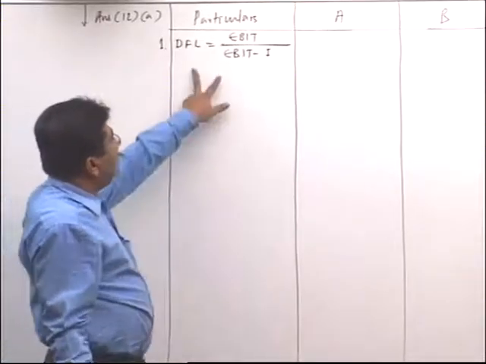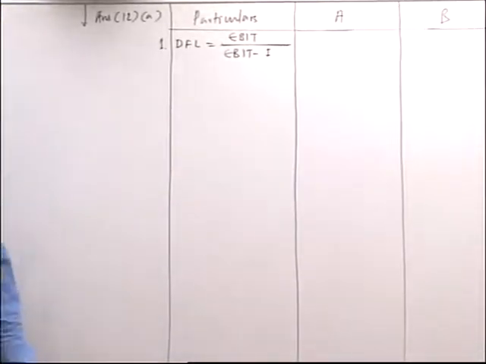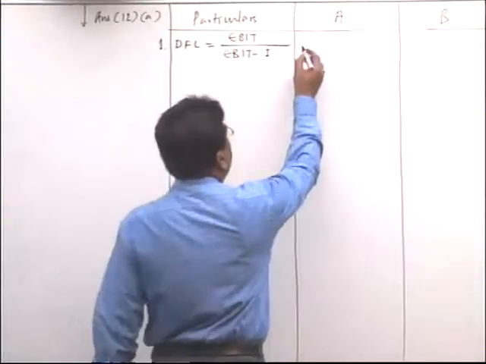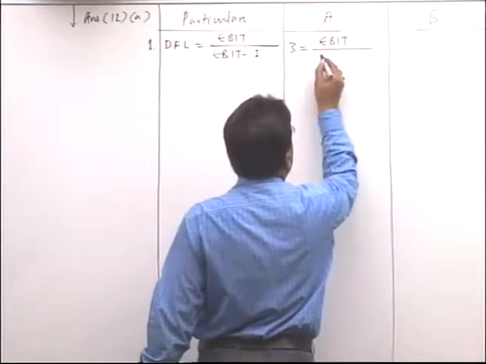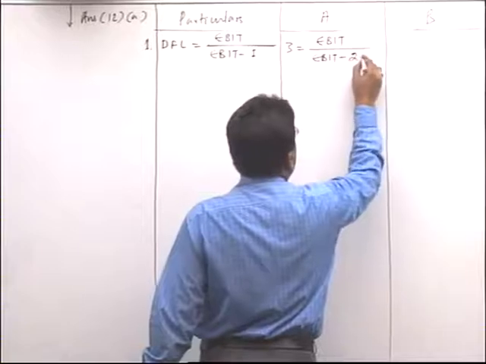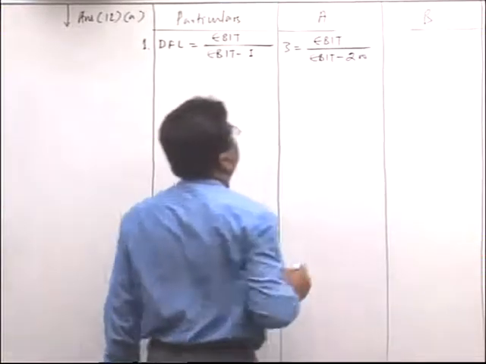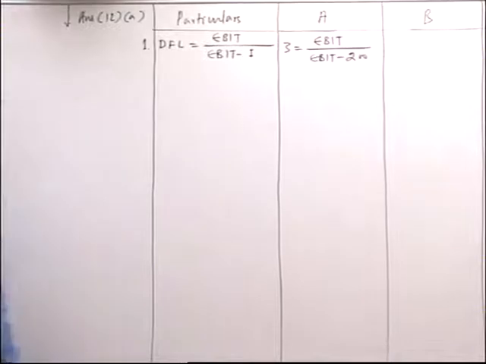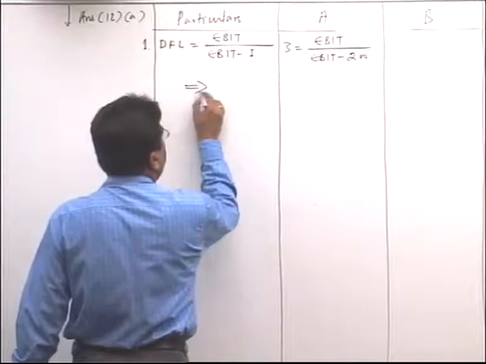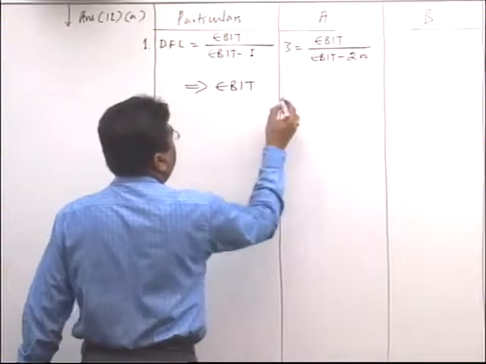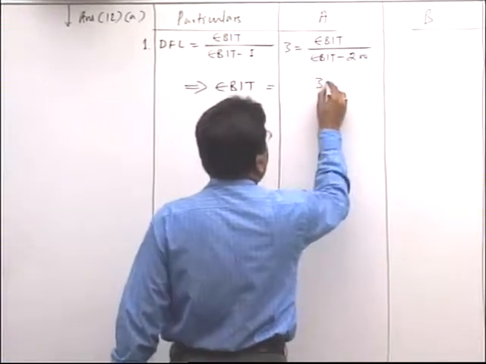Now in this equation put the figures for company A. In company A you can see that the financial leverage is 3 and interest is 200. So 3 is equal to EBIT upon EBIT minus 200. Now, if you do cross multiplication, then you will find that EBIT is equal to rupees 300.